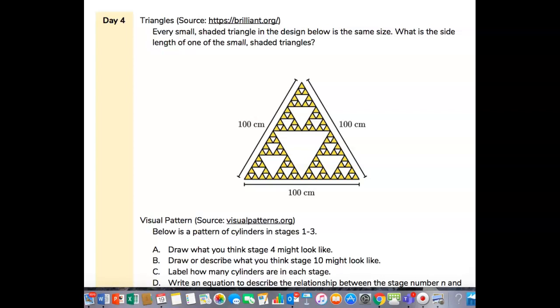All right, guys, so for this, all we need to do, since all the sides are the same, is count how many small shaded triangles there are on one of the sides. So just go through here and start here, just the shaded ones. 1, 2, 3, 4, 5, 6, 7, 8, 9, 10, 11, 12, 13, 14, 15, 16.